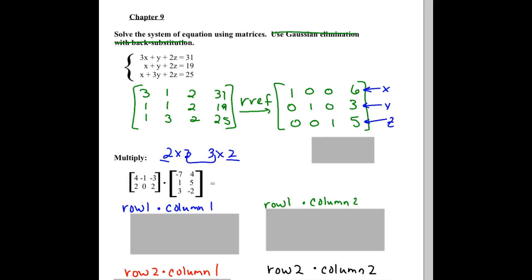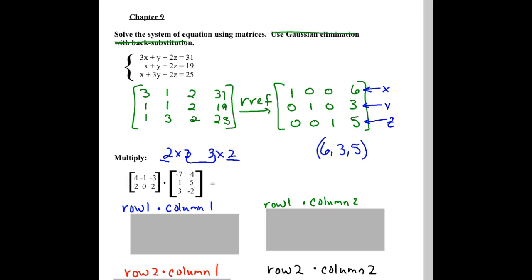We take those answers and we write it as a point, but it's a three-dimensional point. It's an ordered triple. So x is 6, y is 3, z is 5. We are trying to find the point that fits in all three of those equations. Questions on that?